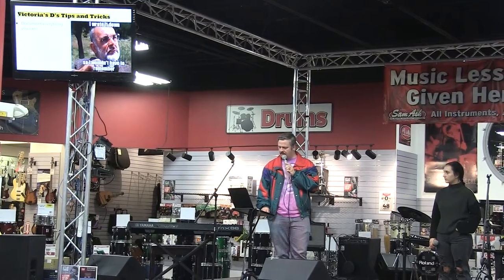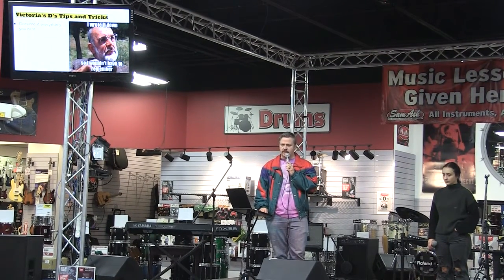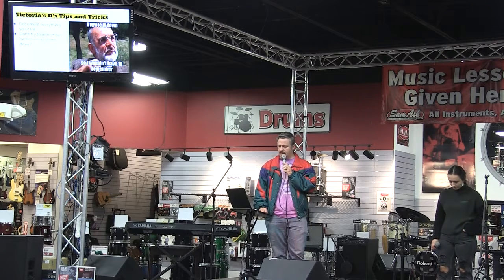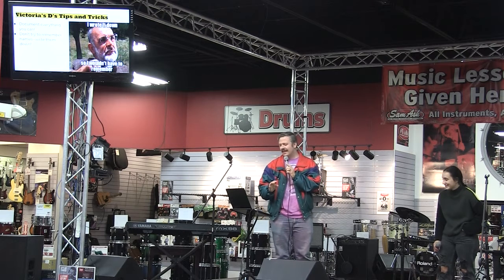Take copious notes. Document everything. Start a Google spreadsheet. Document everything. Don't try to remember the names. Write them down. One of the biggest revolutions in humanity was the invention of writing. It was amazing. The first bit of writing was a receipt, so you could remember how many goats you just bought. Do this with your touring.